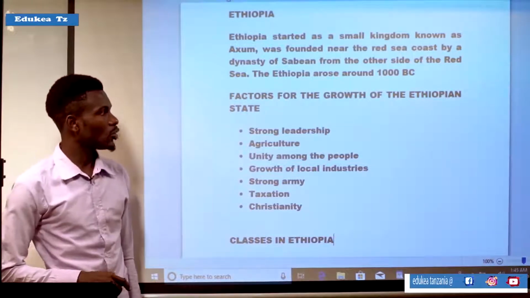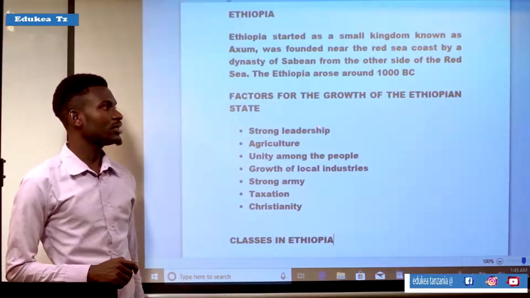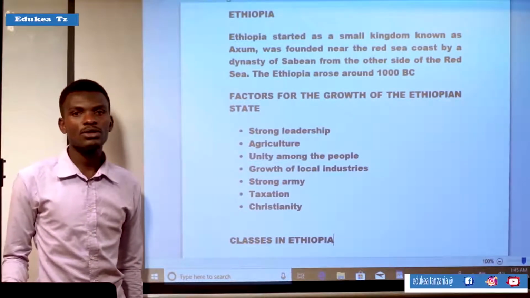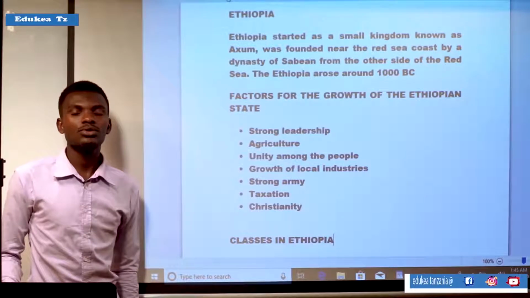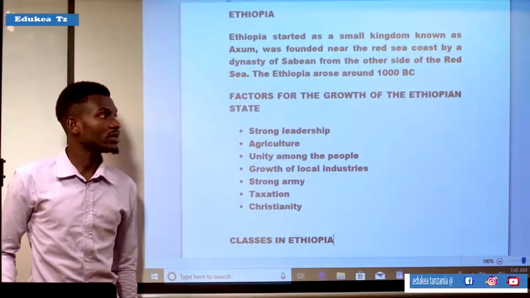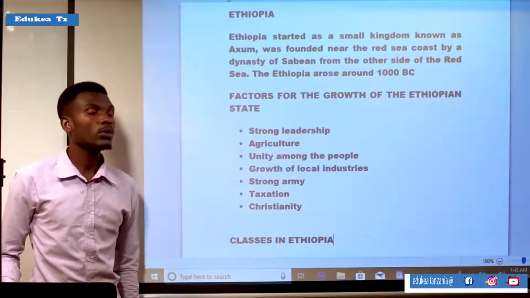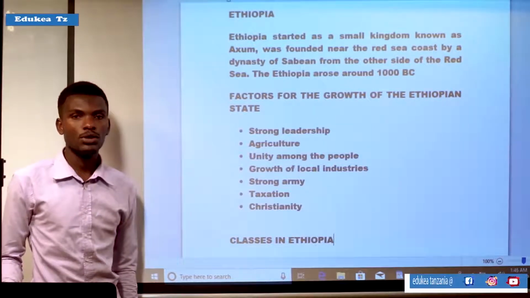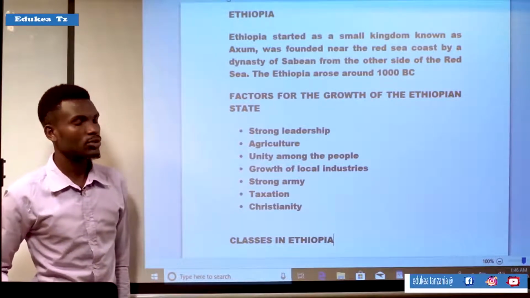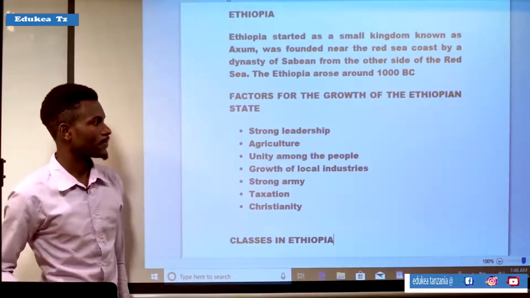The first one was strong leadership. It means that in Ethiopia there was strong leadership which managed to unite the people around Ethiopia to form a strong state or kingdom that could be controlled under centralized authority.